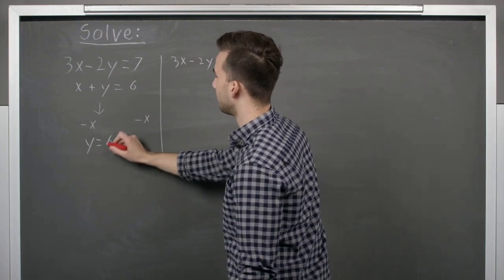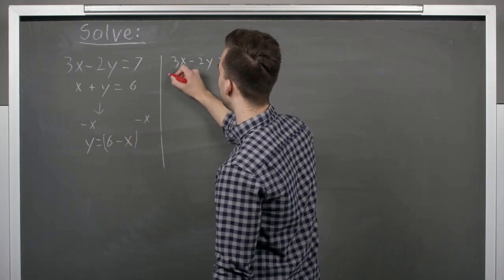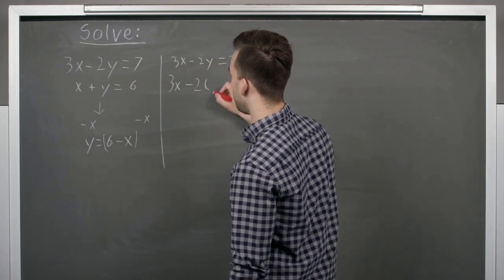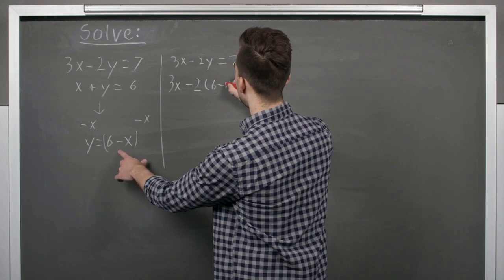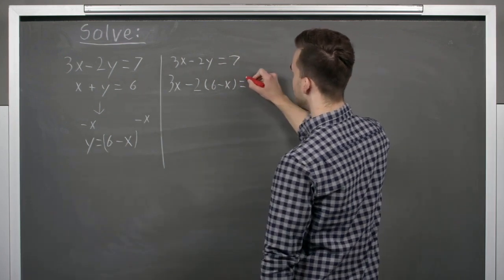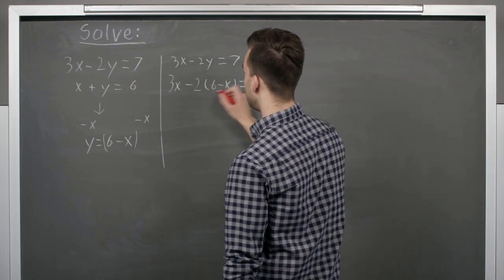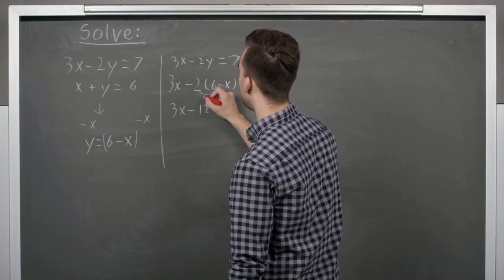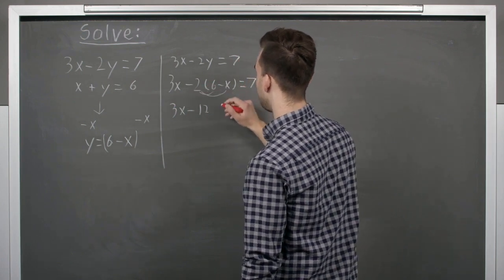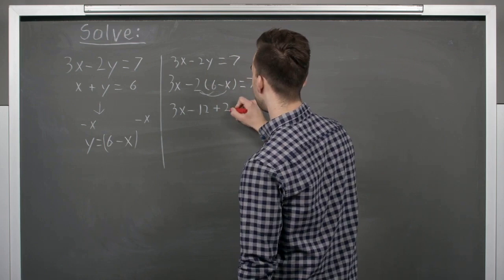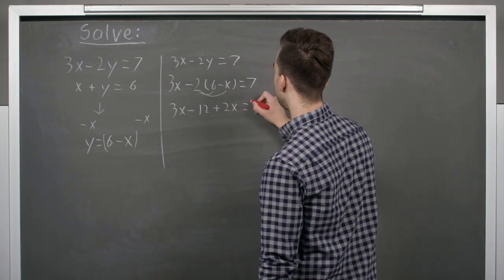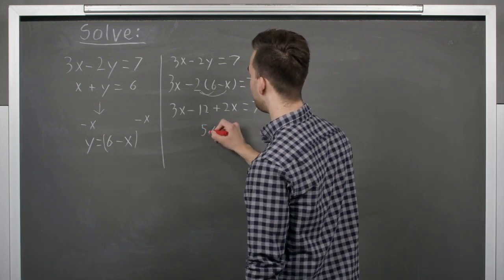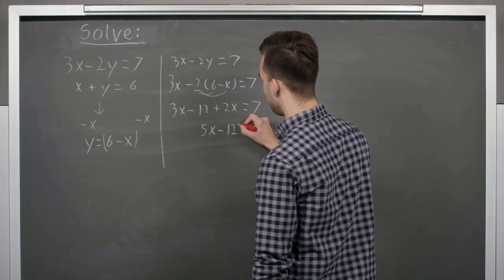And then if we plug in our expression for y here, so we have 3x minus 2 times our expression for y, 6 minus x, and then is equal to 7. Now we're going to just simplify, so 3x minus 12, minus 2 times minus x is plus 2x, equal to 7. Let's combine like terms, so we have 5x minus 12 is equal to 7.